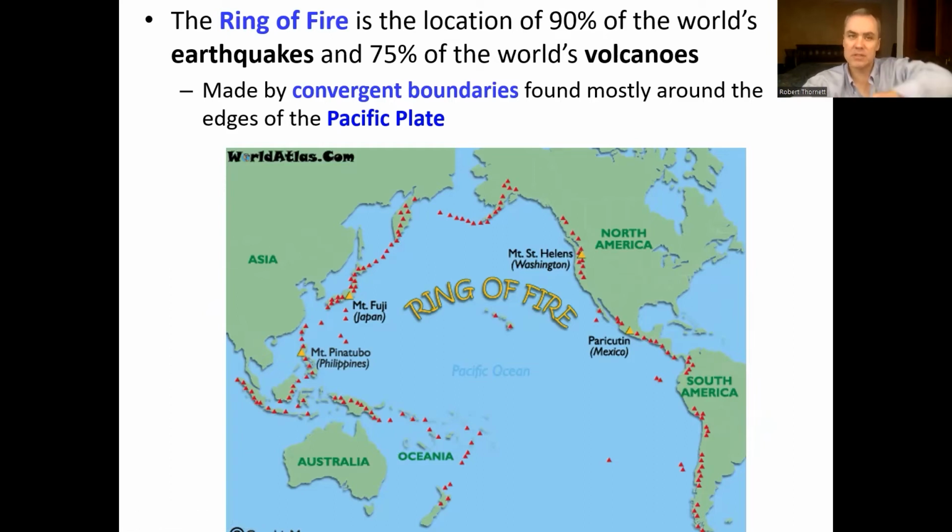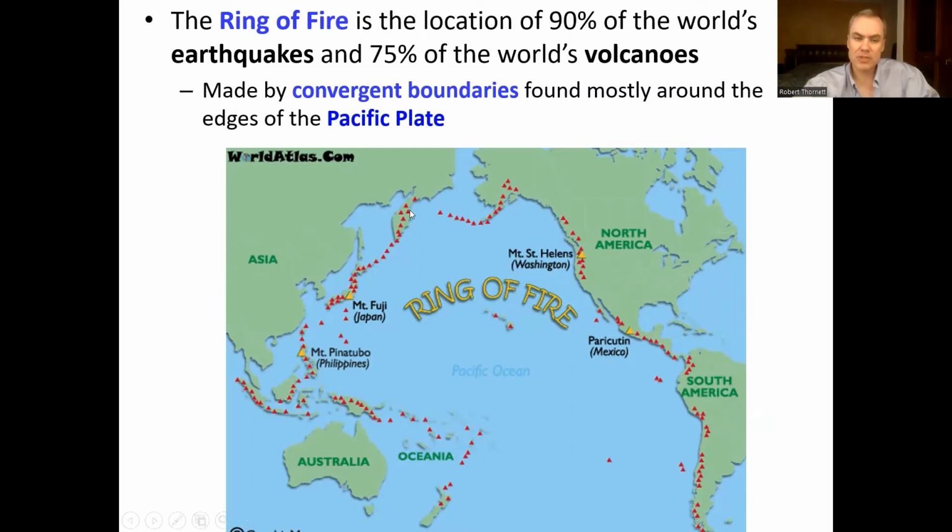The Ring of Fire is a system, sort of like a horseshoe shape, kind of a lazy horseshoe, that's all converging boundaries, and it's predominantly found around the edges of the Pacific Plate and then its neighbors. So it's all around the edges of the Pacific Ocean.